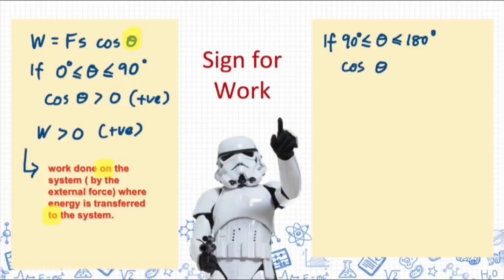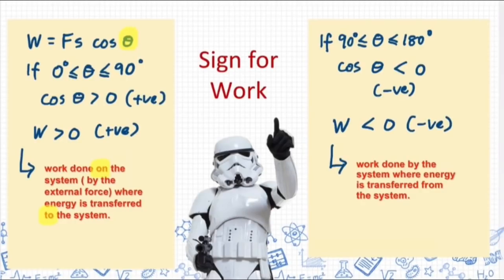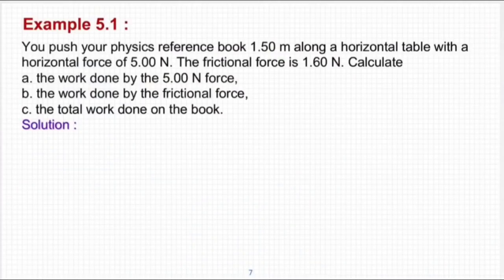Meanwhile, if the angle is between 90 and 180 degrees, if we find the cos theta, we will get a value which is less than 0, and this is a negative value. So if we substitute in a negative value of cos theta, our work done will also be less than 0, which is negative. And negative work indicates that work is done by the system, where energy is transferred from the system. Okay, now let's try and solve this question.